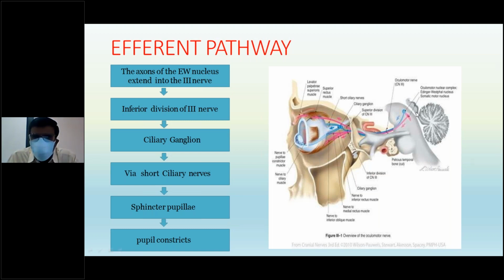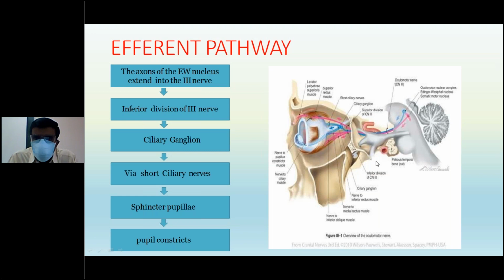From the Edinger-Westphal nucleus, which is part of the third nerve nuclear complex, it goes to the inferior division of the third nerve. The efferent reflex reaches the ciliary ganglion. From the ciliary ganglion, the reflex enters the short ciliary nerve. From the short ciliary nerve, the reflex enters the sphincter pupillae and causes constriction of the pupil. This is the pathway of the light reflex.